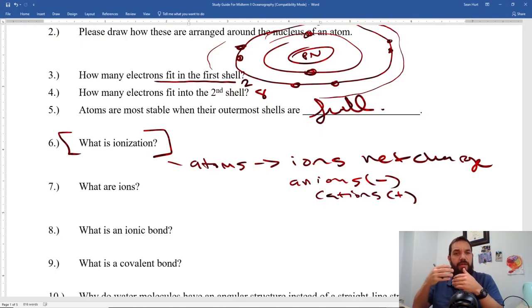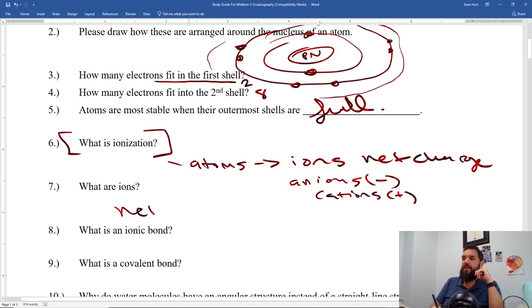So anions have a negative charge. That means they've gained too many electrons, more than their protons. And then cations are when they have lost electrons. So now they have fewer electrons than their number of protons, and they've taken on a net charge, okay? So ions, again, just means that they are atoms with a net charge, either positive or negative. Anions, negative, cations, positive, okay?